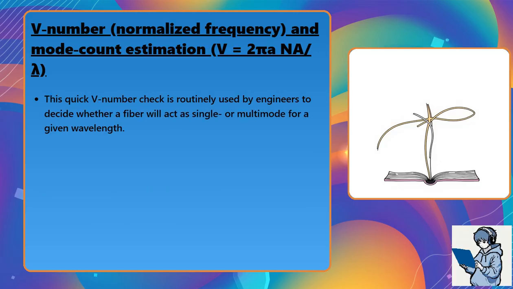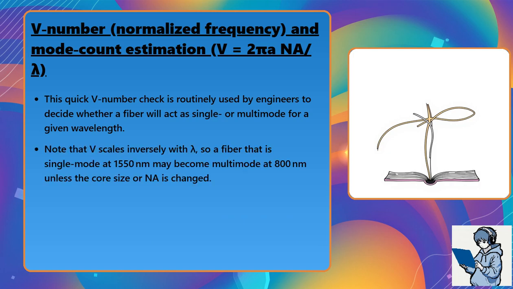This quick V number check is routinely used by engineers to decide whether a fiber will act as single or multimode for a given wavelength. Note that V scales inversely with λ, so a fiber that is single mode at 1,550 nanometers may become multimode at 800 nanometers unless the core size or NA is changed.